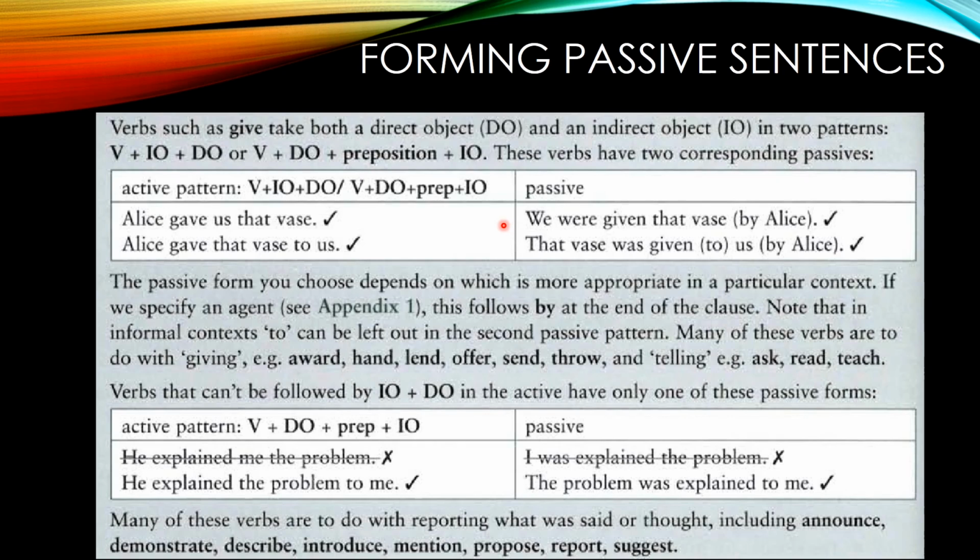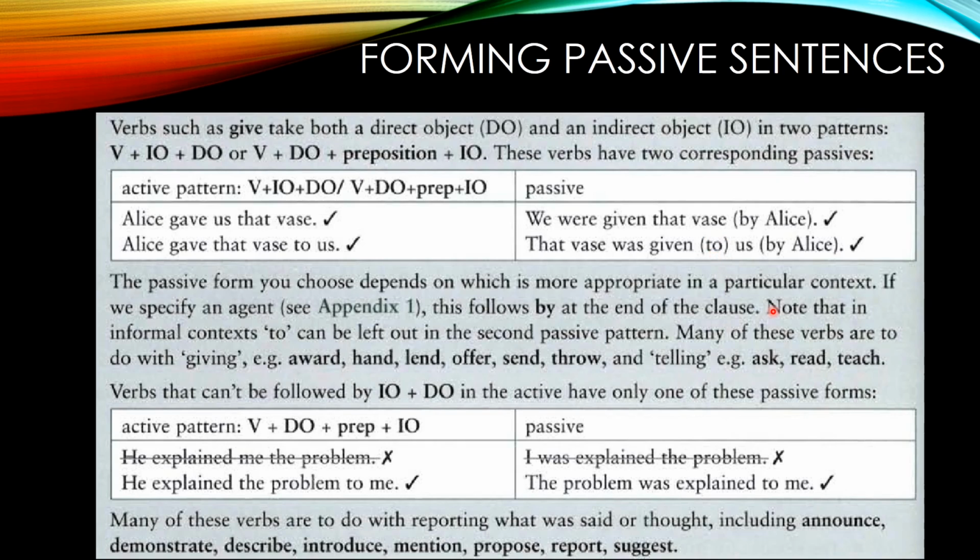If we specify an agent, this follows by at the end of the clause, so you can see by Alice if you want to specify it. Please note that in informal contexts, to can be left out in the second passive pattern. So to in informal cases can be left out. In formal cases, we cannot leave it out.